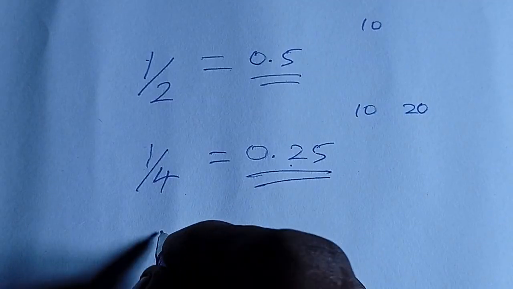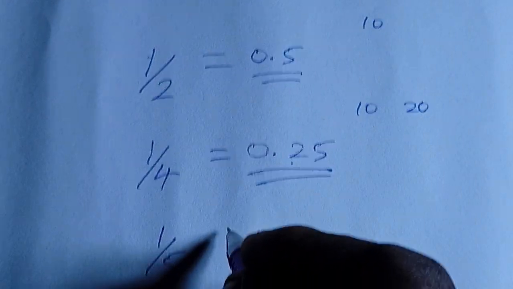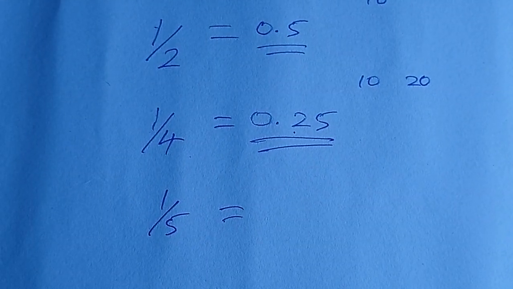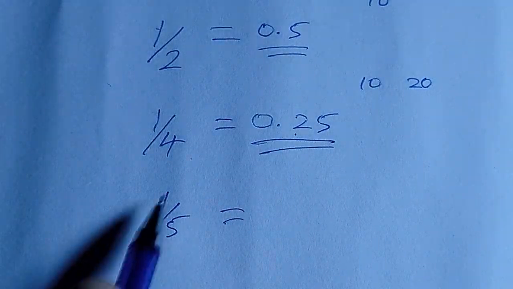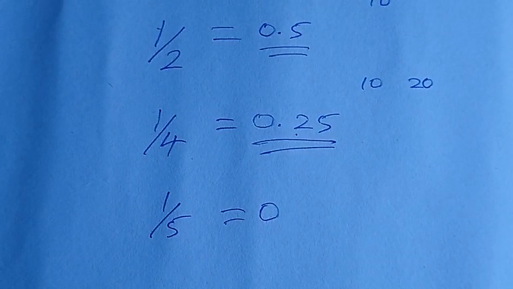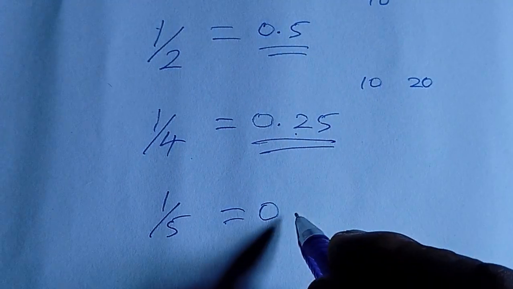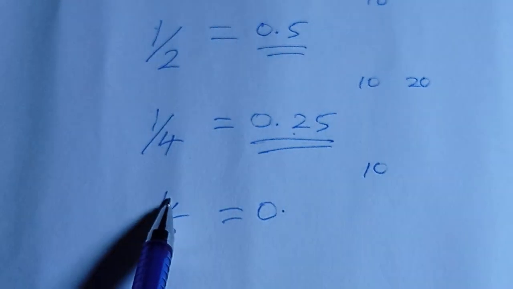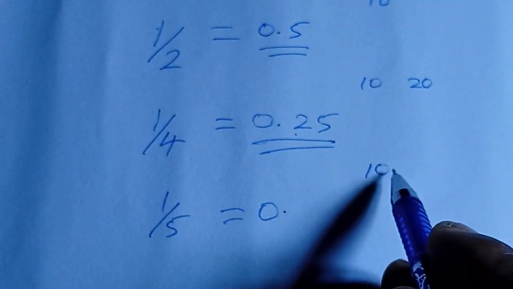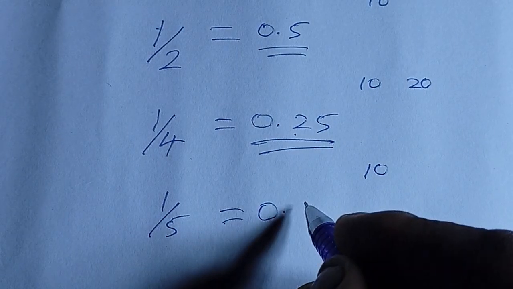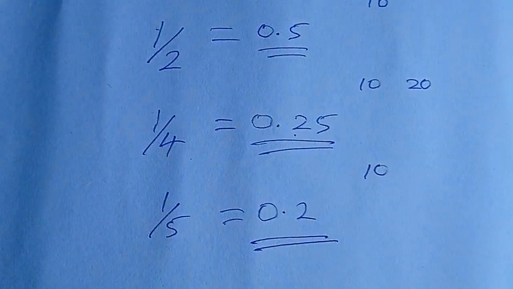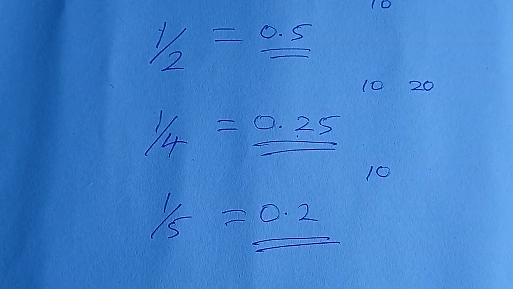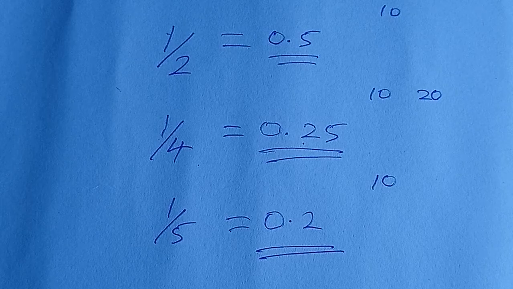Maybe before we end, let's try 1 over 5. 5 divide 1 cannot, put 0. And that 0 will introduce a point. That point you introduce, this 1 now will bring in a 0 to the 1. We have 10, and then 5 divides 10. 5 divided into 10 will give you 2. That's 0.2. So that's how to convert fractions to decimals, and if you follow this pattern, you don't need a calculator. You will just do it, straightforward.